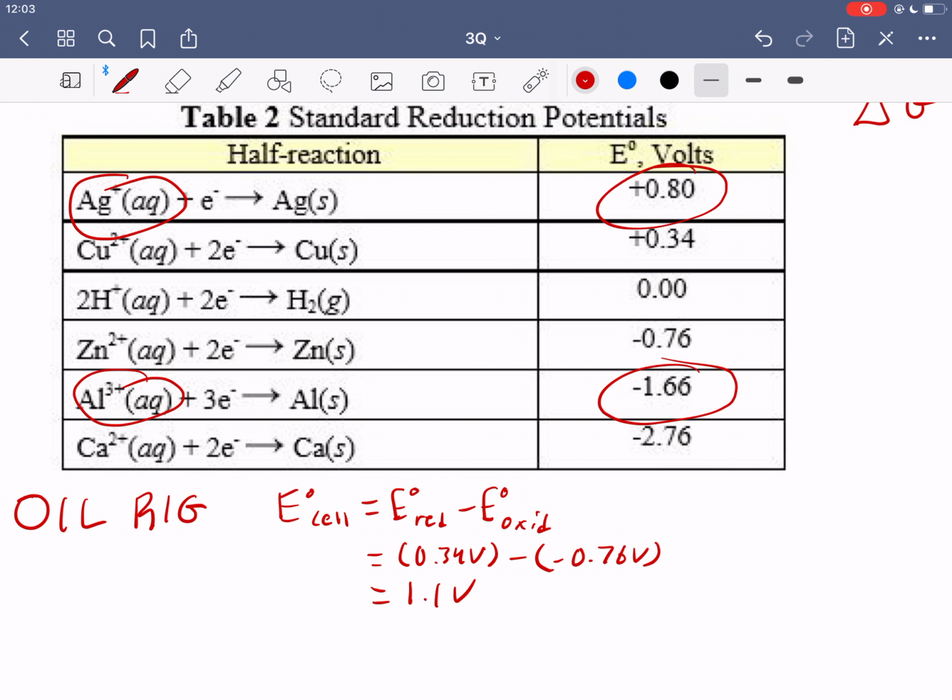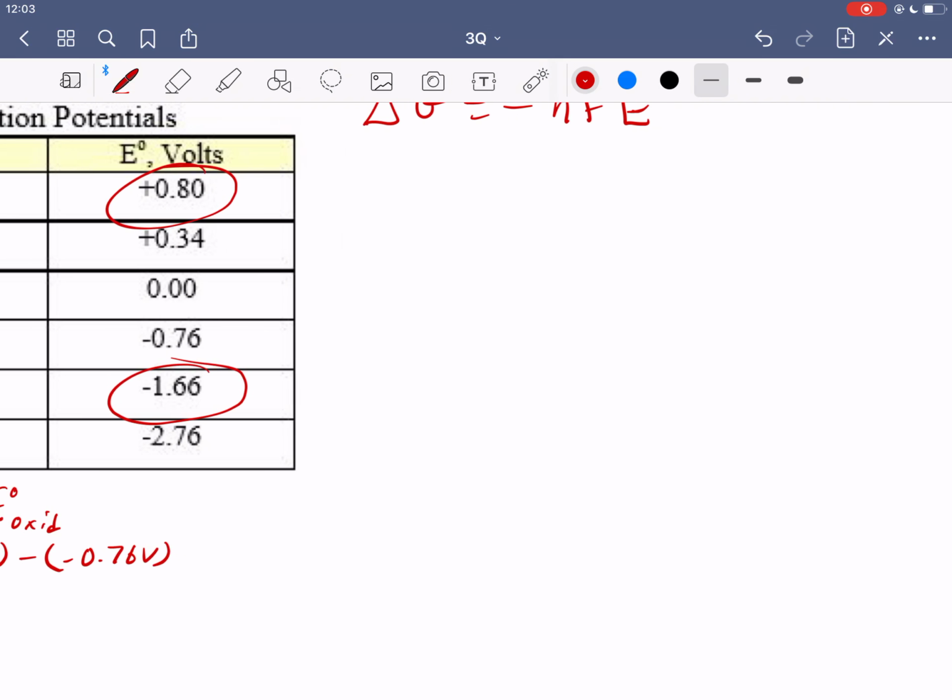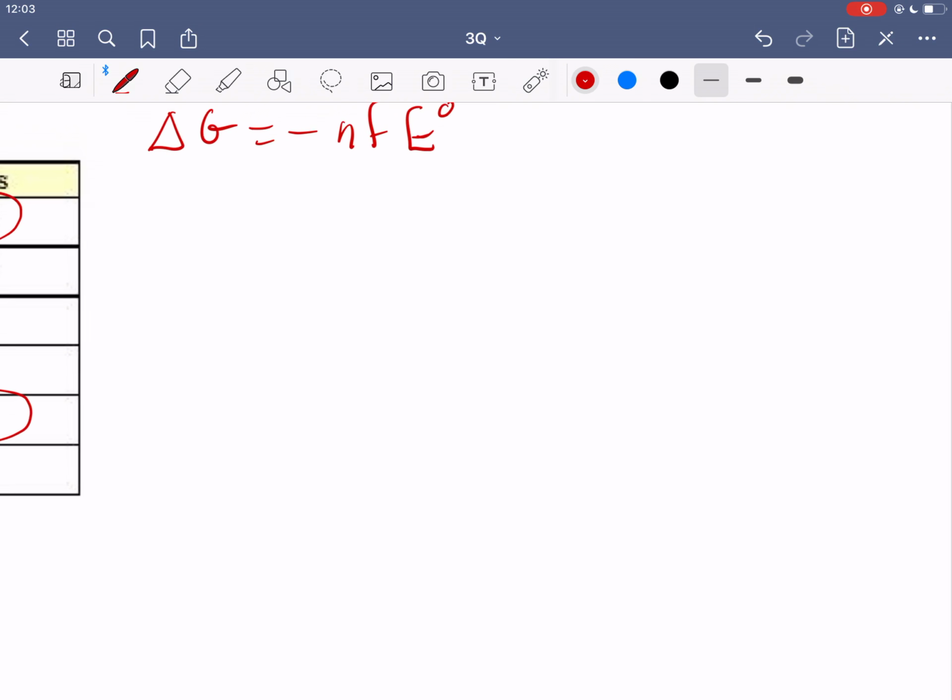Aluminum has a lower reduction potential. It's going to be oxidized. So that means that its E naught is going to be negative. Instead of negative 1.66, it's going to be positive. Okay, so positive overall E naught of the cell. So here is my reduction reaction.